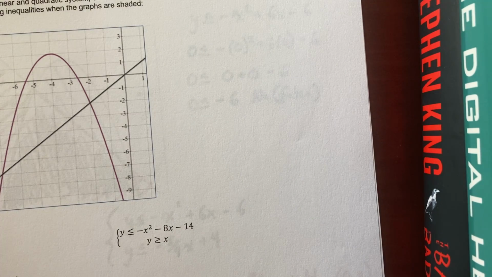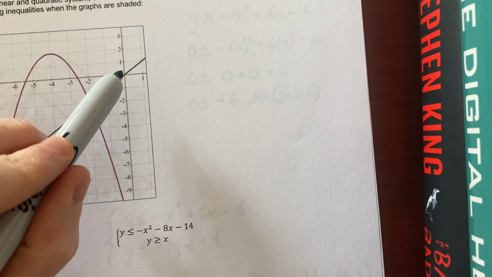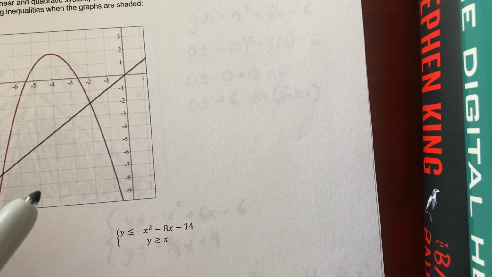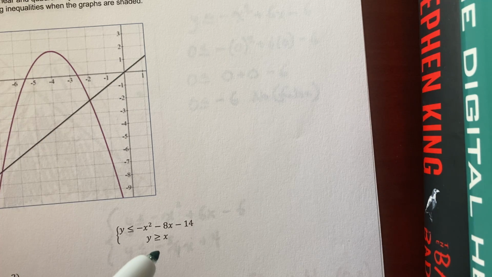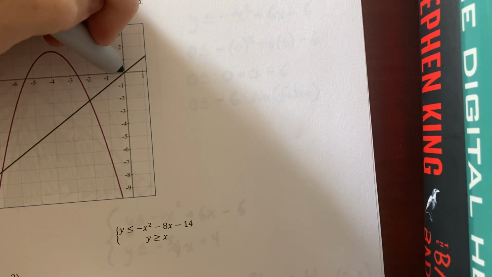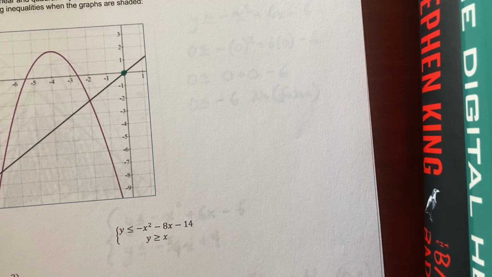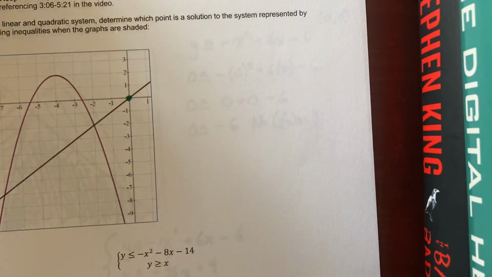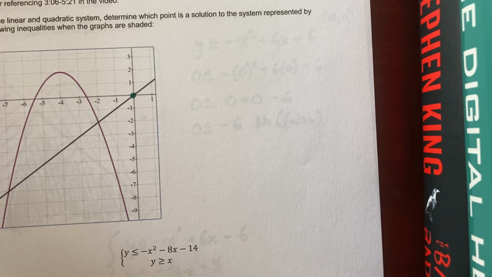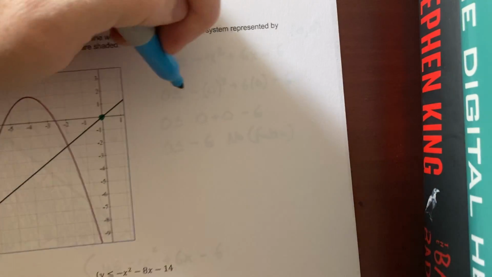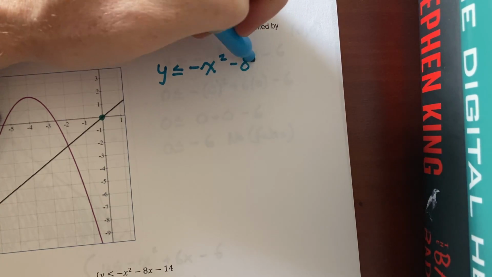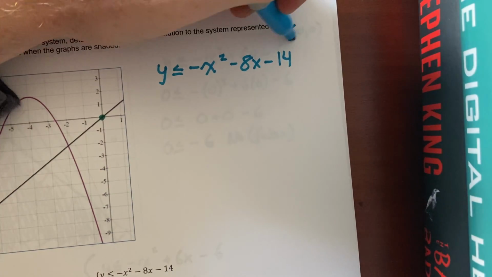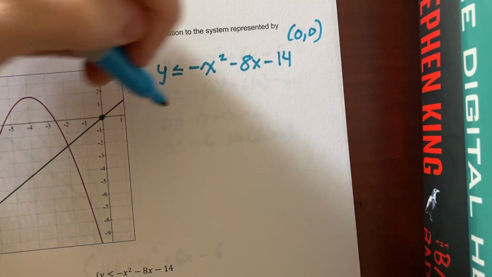The bad news about this one is (0, 0) actually goes through the linear equation. So we're not going to be able to pick (0, 0) for my linear function down here. I'm going to try to give you a little shortcut on that one. But the good news is (0, 0) does not go through the quadratic. So I'm still going to use that to determine if I'm shading inside or outside of my parabola. So y is less than or equal to negative x squared minus 8x minus 14. I'm using the point (0, 0). Plug it in.